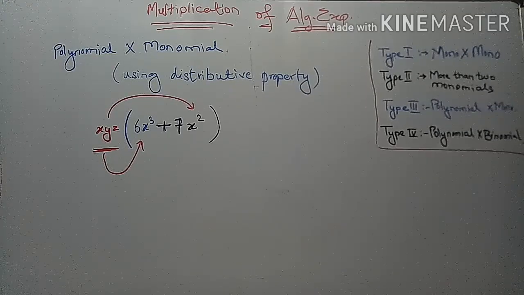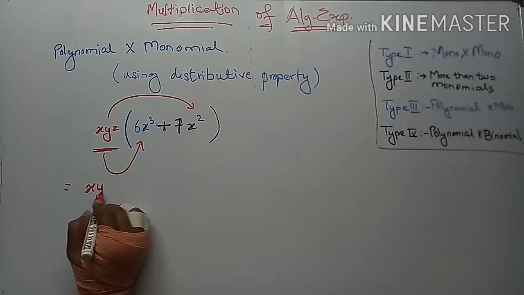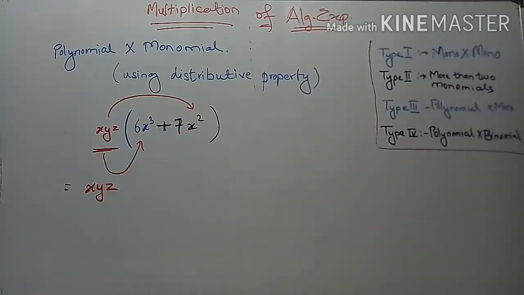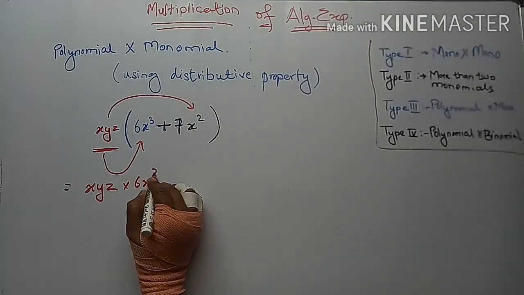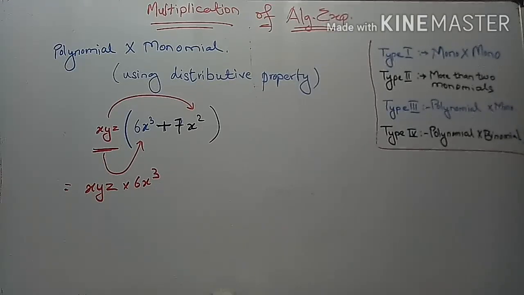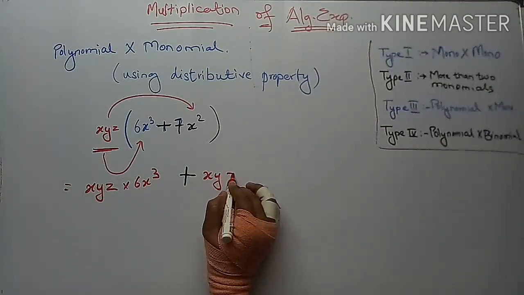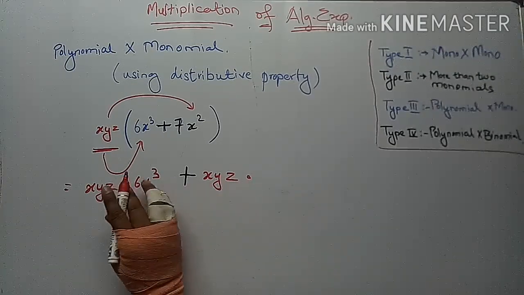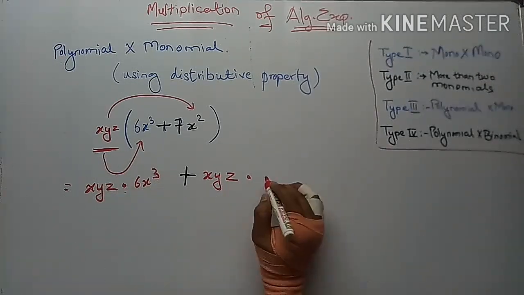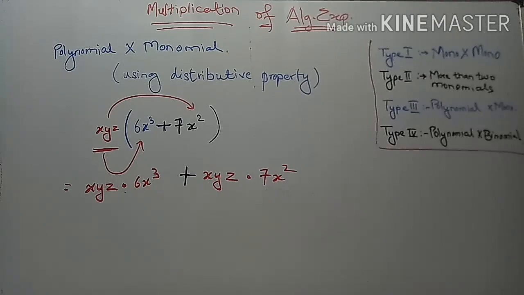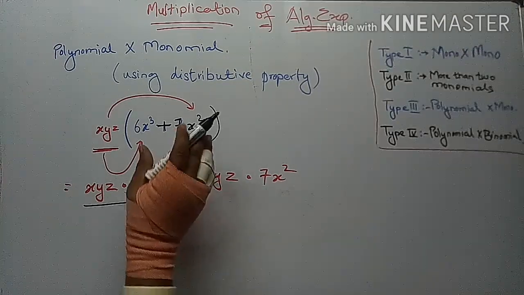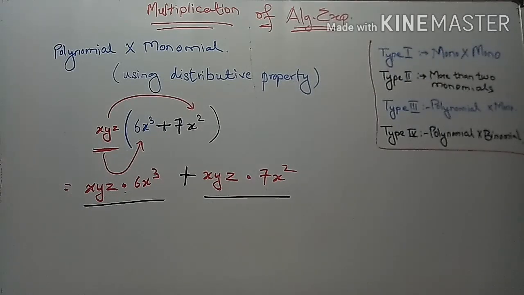Now we move ahead with this and we get xyz. In layman terms we call it opening the bracket, multiplied by 6x cube, next plus again xyz multiplied by 7x square. I'll use a dot over here so as to avoid any confusion of multiplication sign and x. So this is the distributive property. We have distributed the polynomial with xyz. Okay, now let's move ahead.